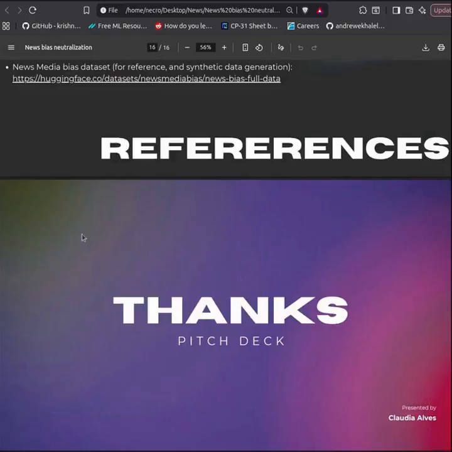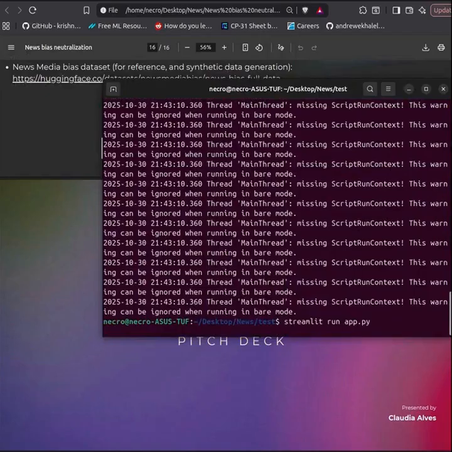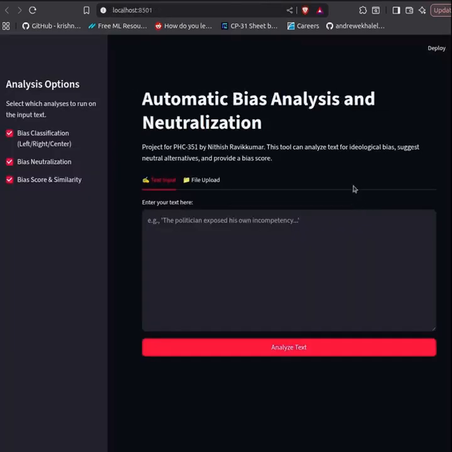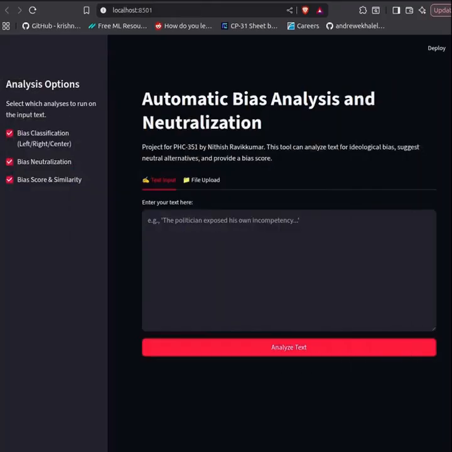Now I would like to demonstrate a working example of my project. So I built the front end of my project using Streamlit, and now I will be pasting a random excerpt of a statement. And here I have got 3 options. I can look for bias classification, neutralization, or bias score. I can choose any and all of them. So for this example, I will be choosing bias neutralization and bias classification. So let's look at the result.